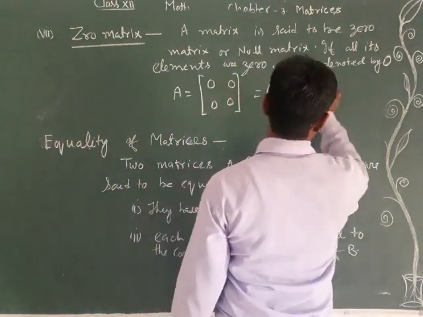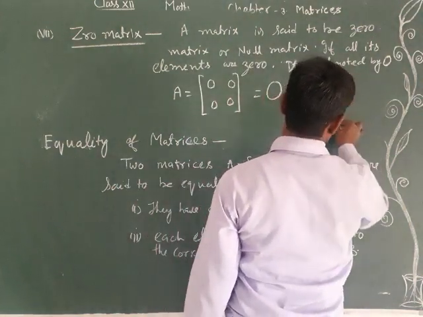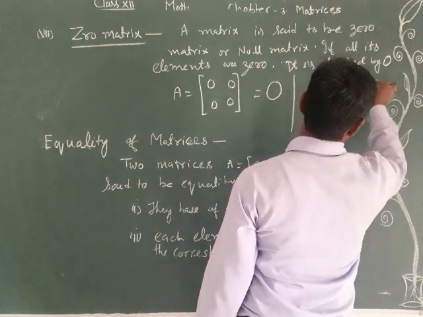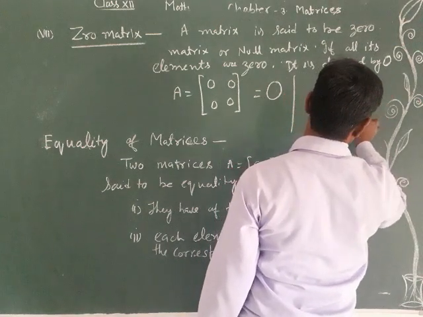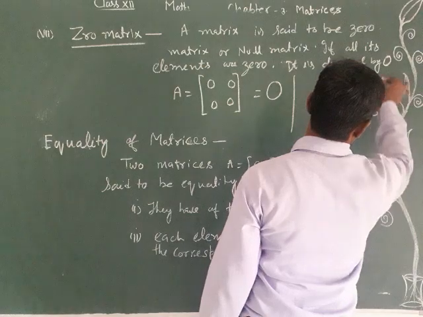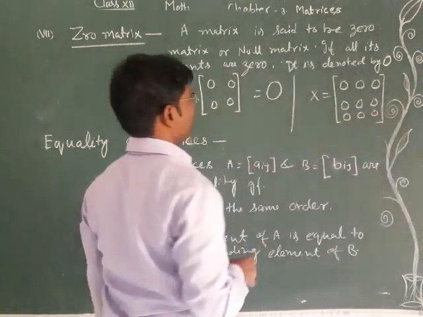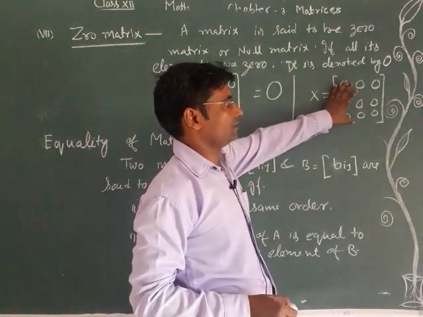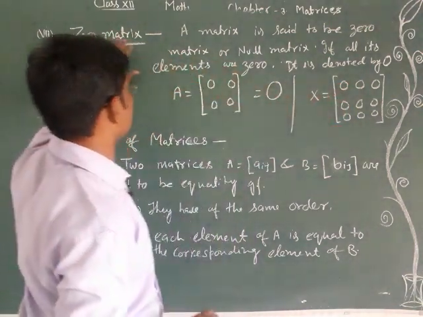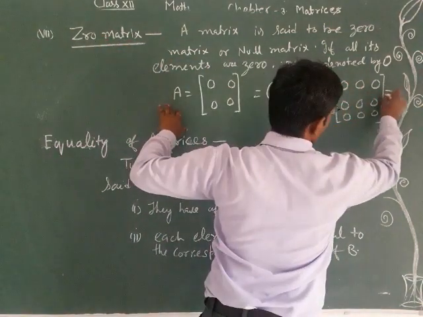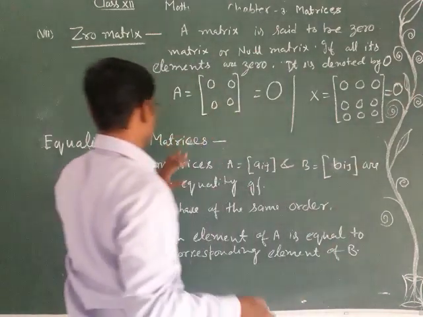And another matrix X is equal to 0 0 0 0 0 0 0 0 0. All entries are 0. This is a zero matrix. It is denoted by O.